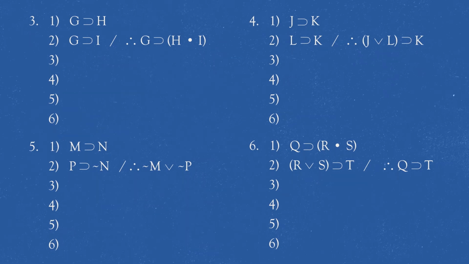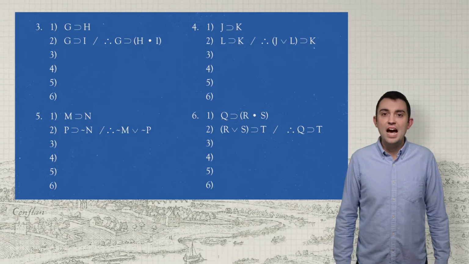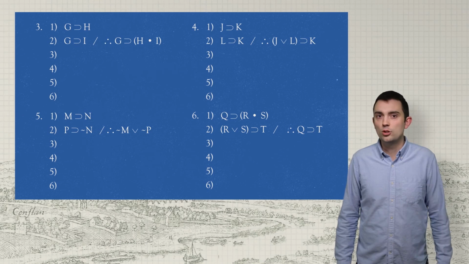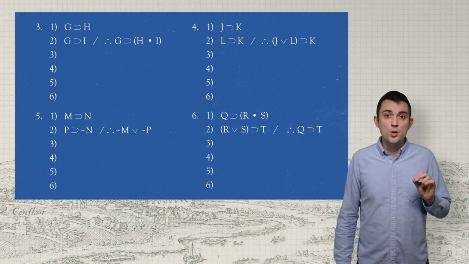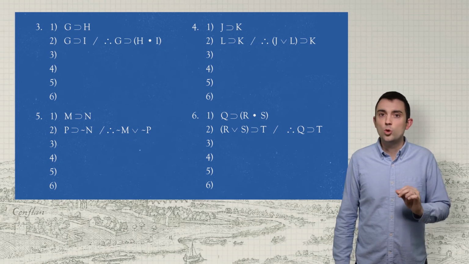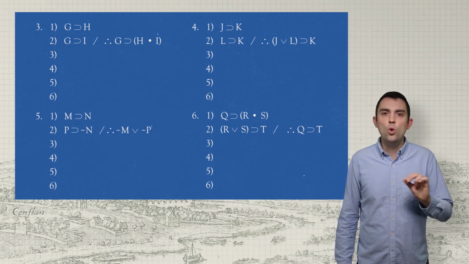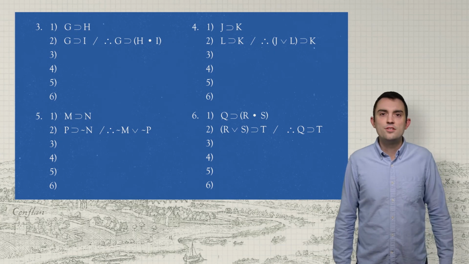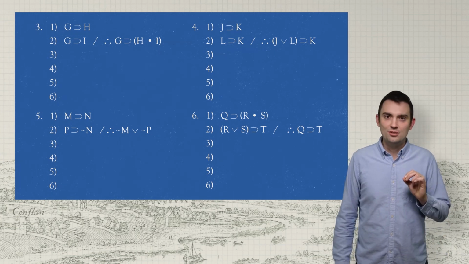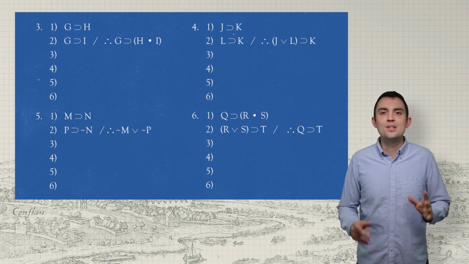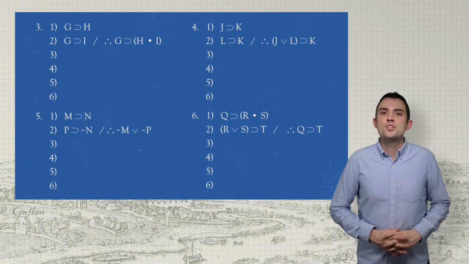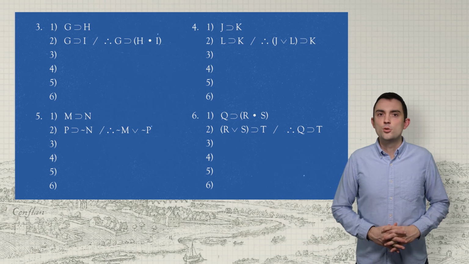In number 4, make sure you assume the entire antecedent, the entire J or L when you're doing the conditional proof. Notice in number 5, we don't have a conditional in the conclusion. We have a not M or not P. But you should also know that not M or not P is equivalent to a conditional. So figure out what that conditional is, and then assume the antecedent of that conditional. You're not going to assume not M with a conditional proof. You'll be assuming something else. With number 6, you assume Q and you try to deduce T.